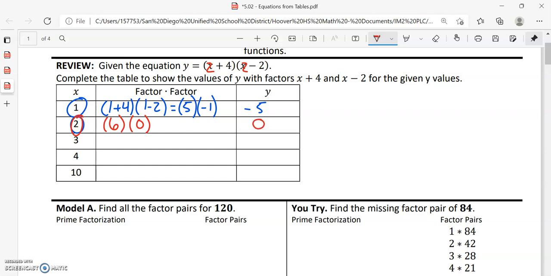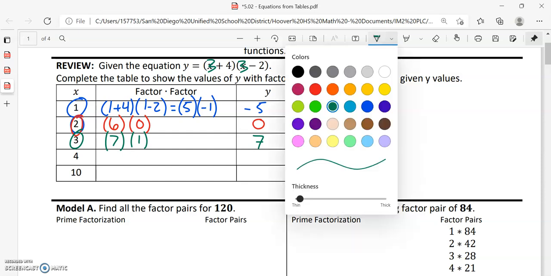Then we're going to do 3 in for x. So do 3 now. 3 plus 4 is 7. 3 minus 2 is 1. 7 times 1 is 7. And you might see a pattern developing now.